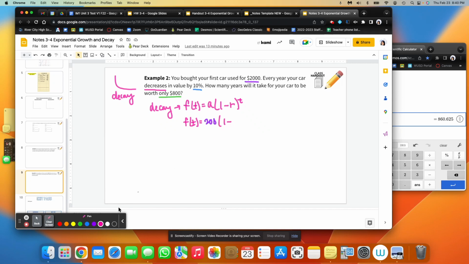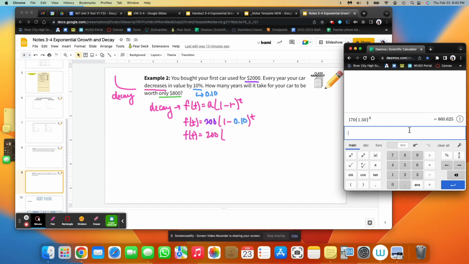times 1 minus the rate. So the rate in this case is 10%. Well, 10% written as a decimal is 0.10, to the t power. Okay, so now let's just simplify everything, meaning simplify our parentheses. So f of t equals 2,000 times 1 minus 0.10. If we need to, we can do that in our calculator. 1 minus 0.10 is 0.9.